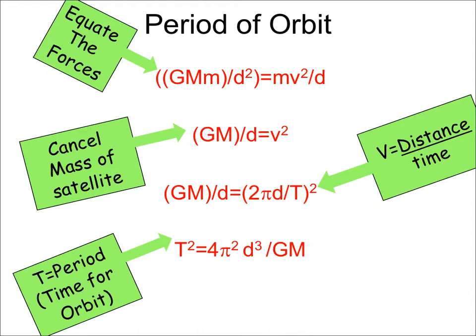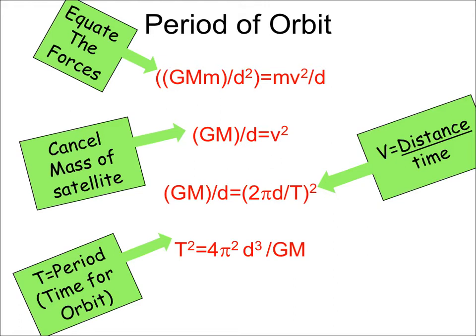And here it is. That's equated at the top. And then we cancel the mass of the satellite, i.e. what's on the end of the piece of string, or what's the satellite going around the Earth. That cancels. We convert the v to distance over time. Well, in a circle, the distance is its circumference, and the circumference of a circle is 2 pi r.